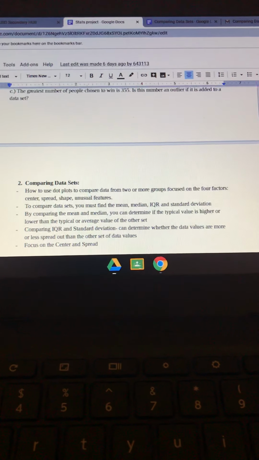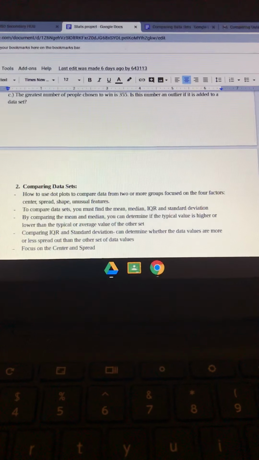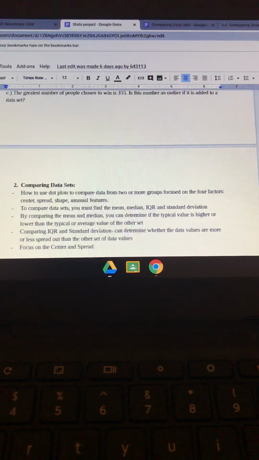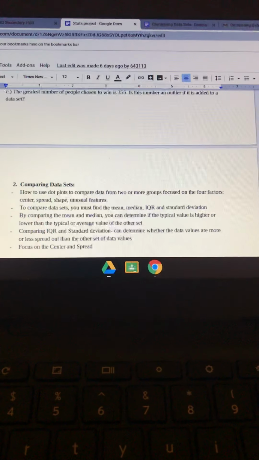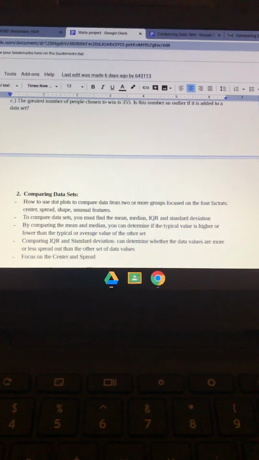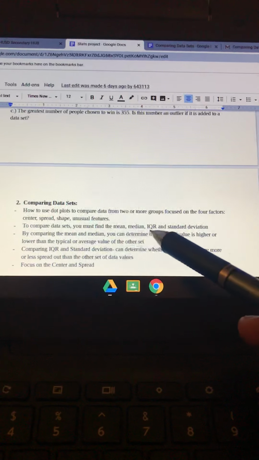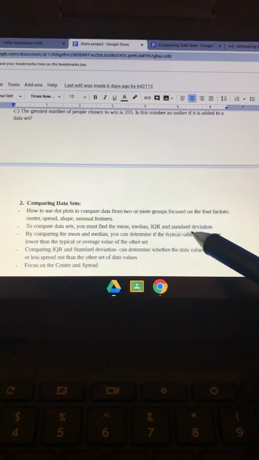For comparing data sets, it is important to note how to use dot plots to compare data from two or more groups focused on the four factors, which are center, spread, shape, and unusual features, including outliers. To compare data sets, you must find the mean, median, mode, IQR, and standard deviation.